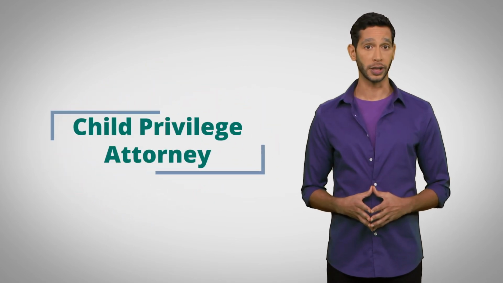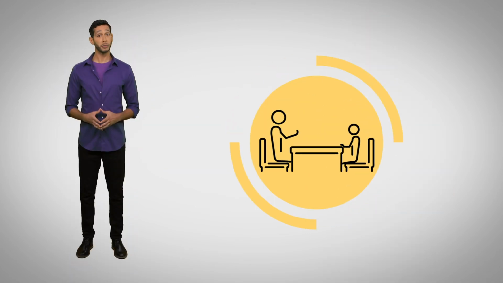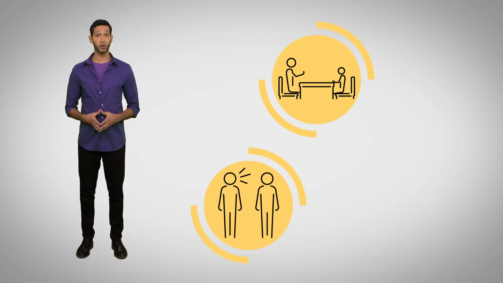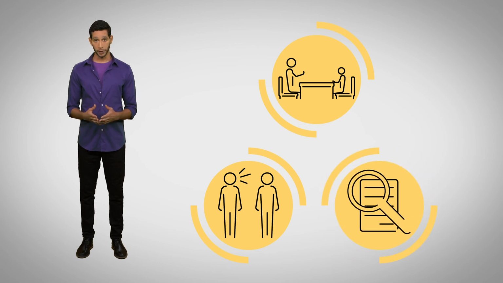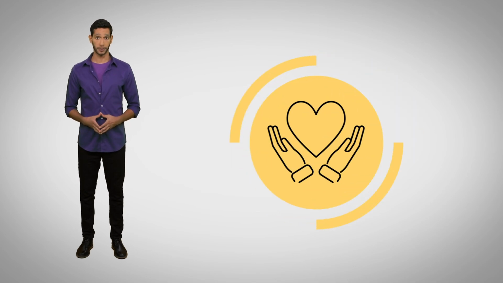If a party wants privileged information to be presented, the court can appoint a child privilege attorney to decide whether the privilege should be waived. The attorney will meet with your child and may interview other people and review records. Their focus is on the impact that sharing privileged information will have on your child. Their goal is to protect your child.